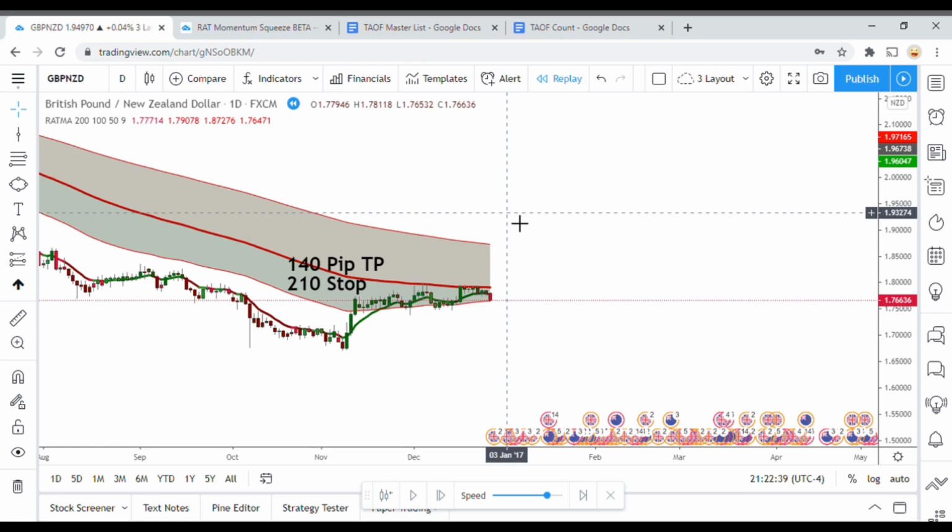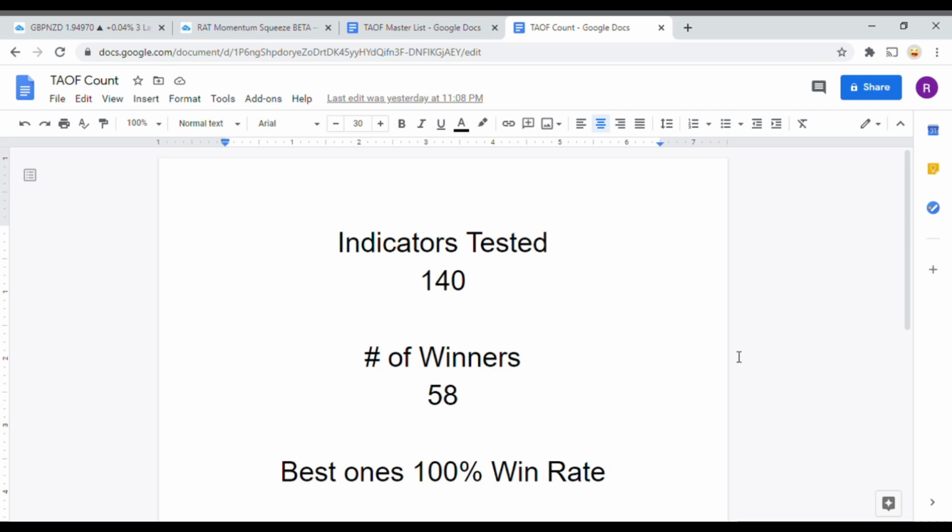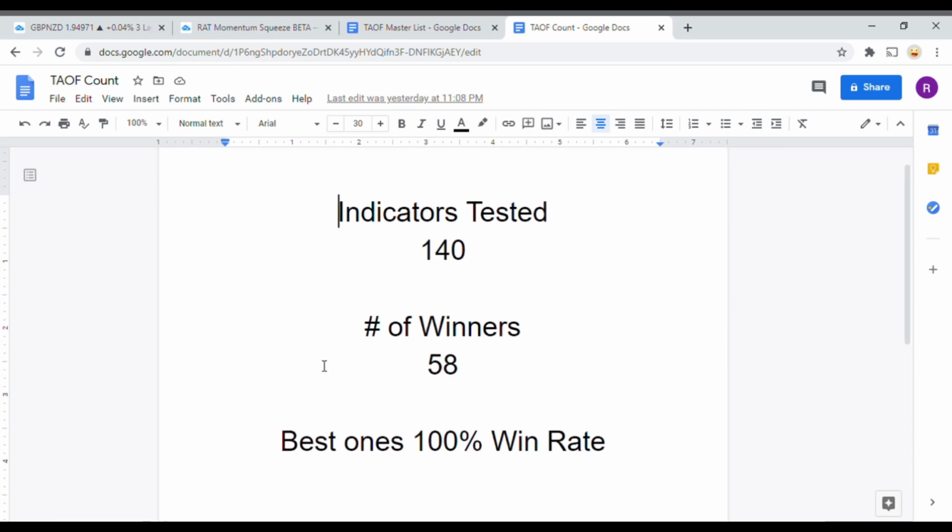All right, as I said, today we will be testing the rat momentum indicator. But before we do, I wanted to put the indicator scoreboard up for everyone to see.